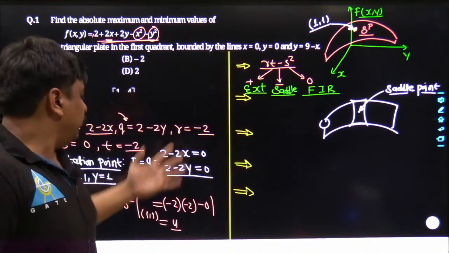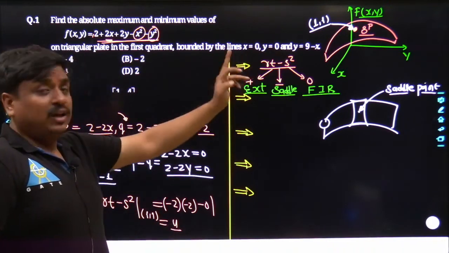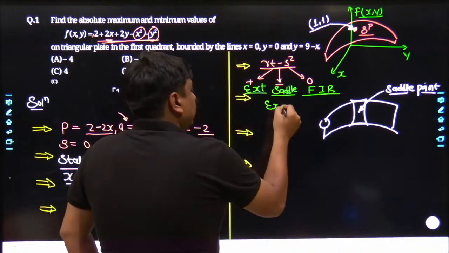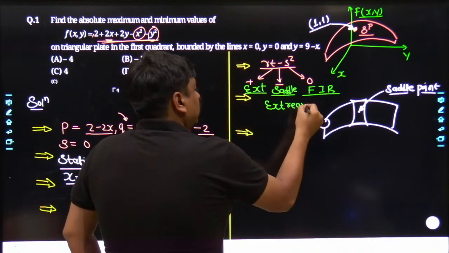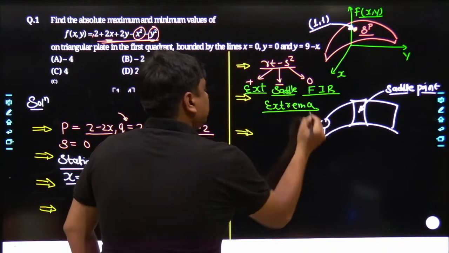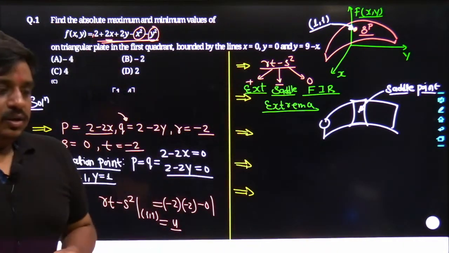Once you take the reference of this problem, you yourself would be able to understand the value of rt minus s square is positive. So obviously the category of the problem would fall under the extrema. That means extrema is being formed at 1 comma 1.